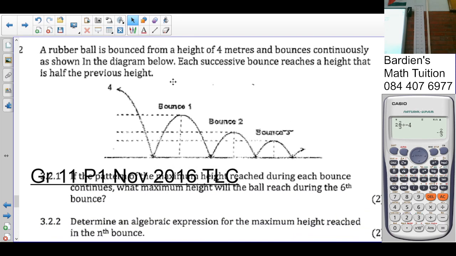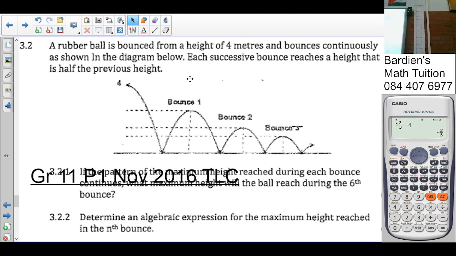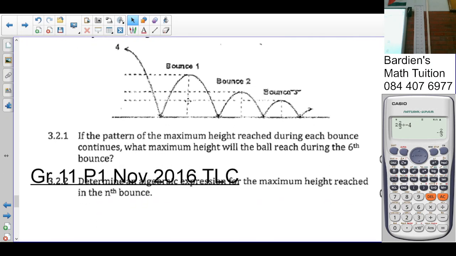Okay. The next question, we are told that a rubber ball is bounced from a height of 4 meters and bounces continuously, as shown in the diagram. Each successive bounce reaches a height that is half of its previous height. So if the ball is dropped from 4 meters, what will this be? If it's half its height, people, that's going to be 2. And this, 1. And this, a half, and so on.